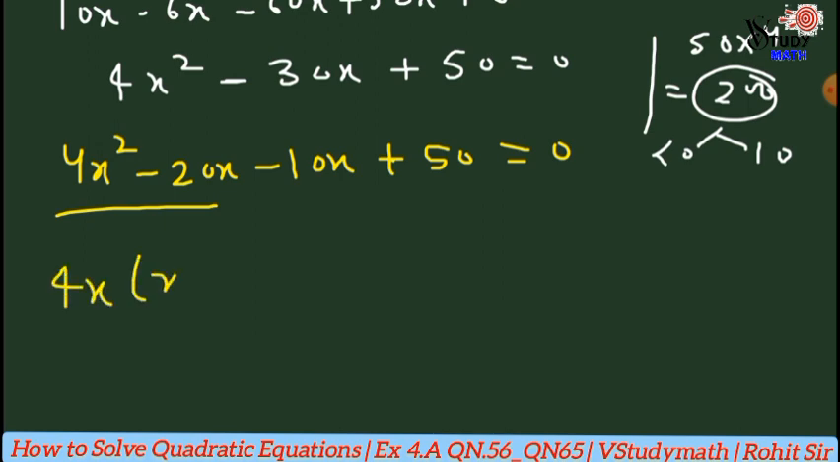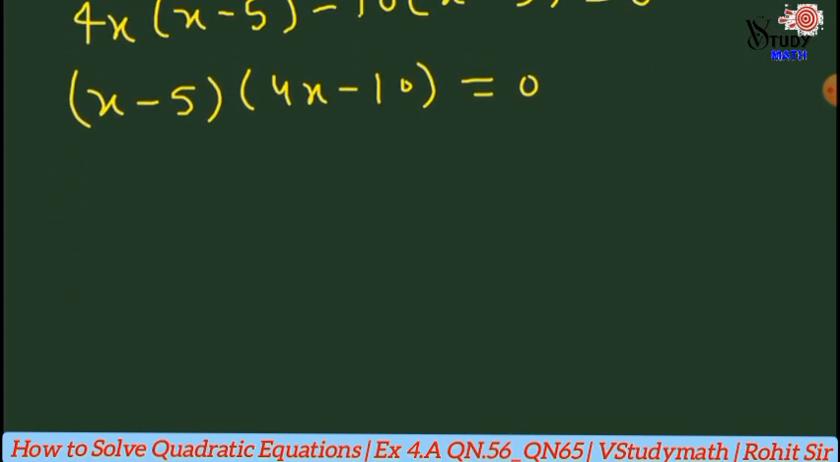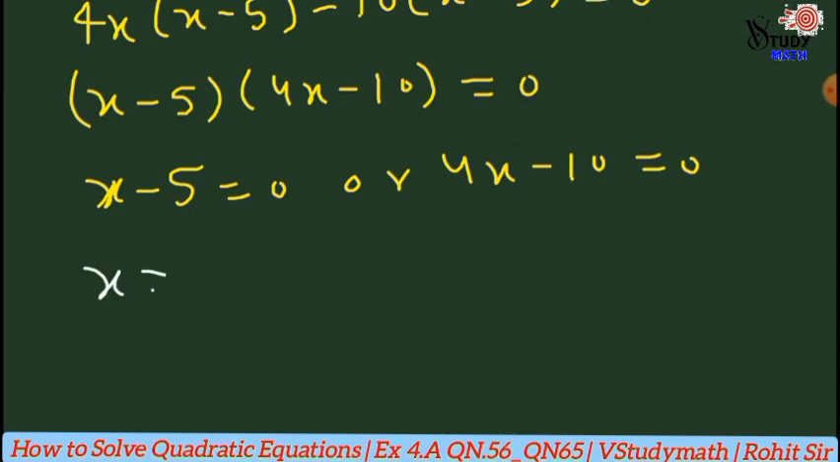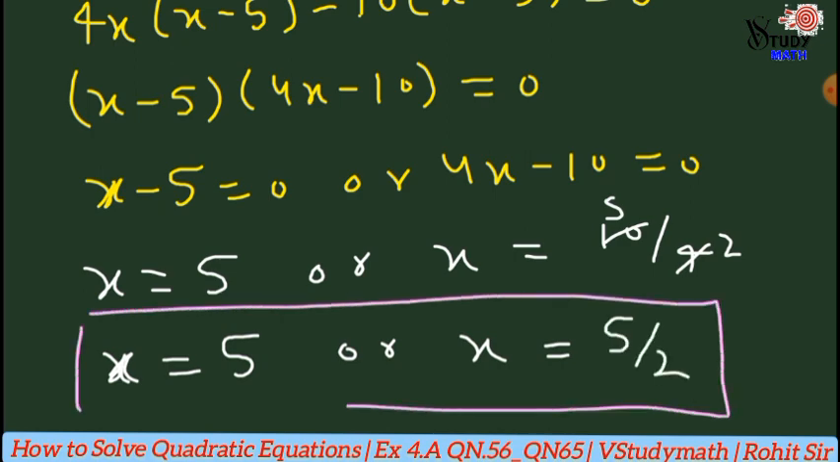Now take negative 10 as common, then we have x negative 5 is equal to 0. x negative 5, 4x negative 10 is equal to 0. Then I can write x negative 5 is equal to 0 or 4x negative 10 is equal to 0. Then x is equal to 5 or x is equal to 10 upon 4, that cuts 5 times and that cuts 2 times. Then x is equal to 5 or x is equal to 5 by 2. And this is the solution of this quadratic equation.